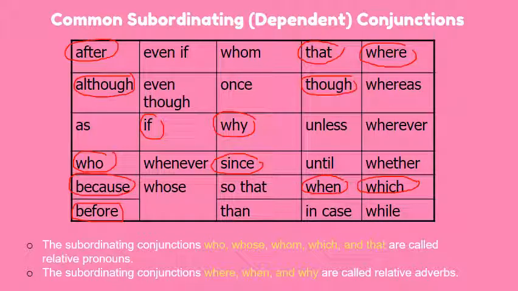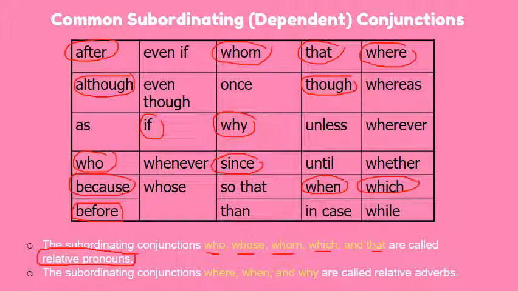So the most common subordinating conjunctions that we need to focus on are after, although, who, because, before, if, whom, why, since, that, though, when, where, which. One more note about the subordinating conjunctions. The subordinating conjunctions who, whose, whom, which, and that are called relative pronouns. So when you see who, whose, whom, which, that, we call them relative pronouns.